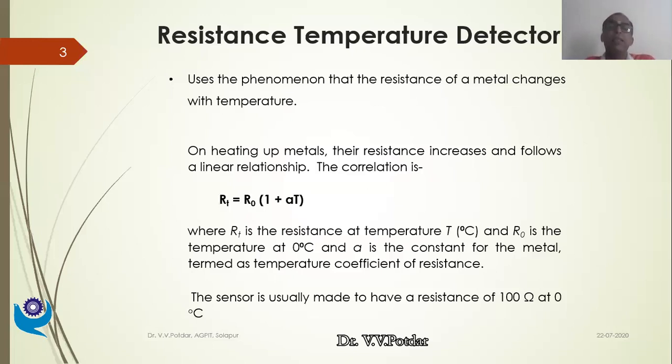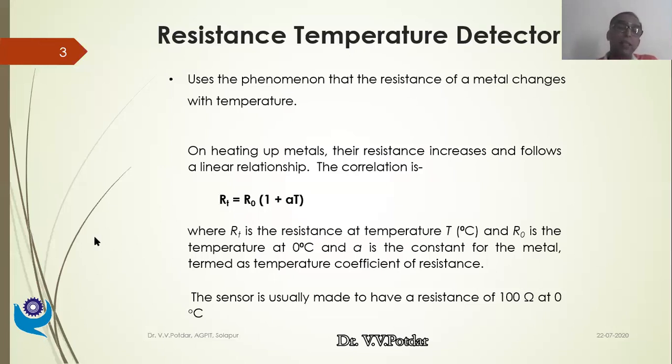So with increase of temperature, the resistance also increases. See the equation: on heating up metals, the resistance increases, which follows a linear relationship. This correlation is given as RT, the resistance at temperature T, is equal to R naught, the resistance at 0 degrees Celsius, into 1 plus alpha T. Alpha is the constant for the metal, termed the temperature coefficient of resistance.